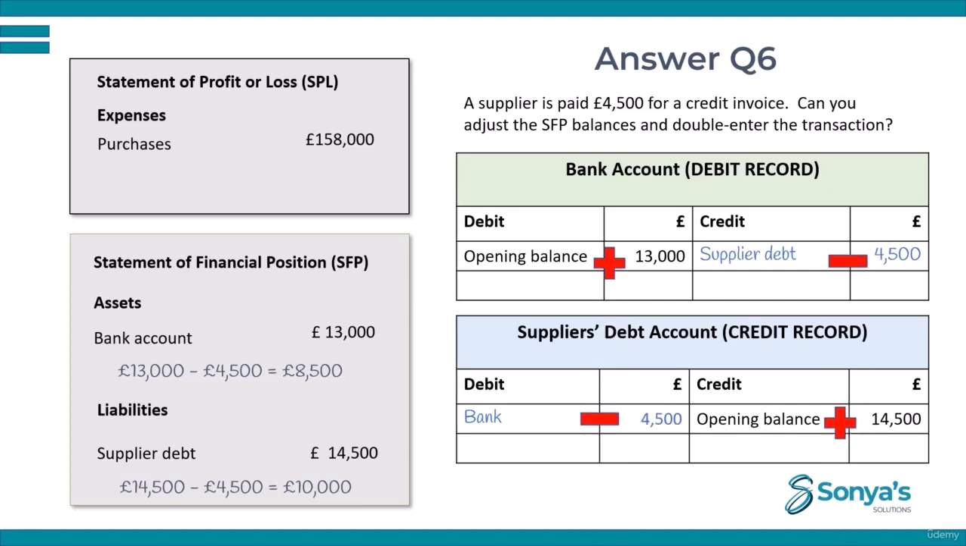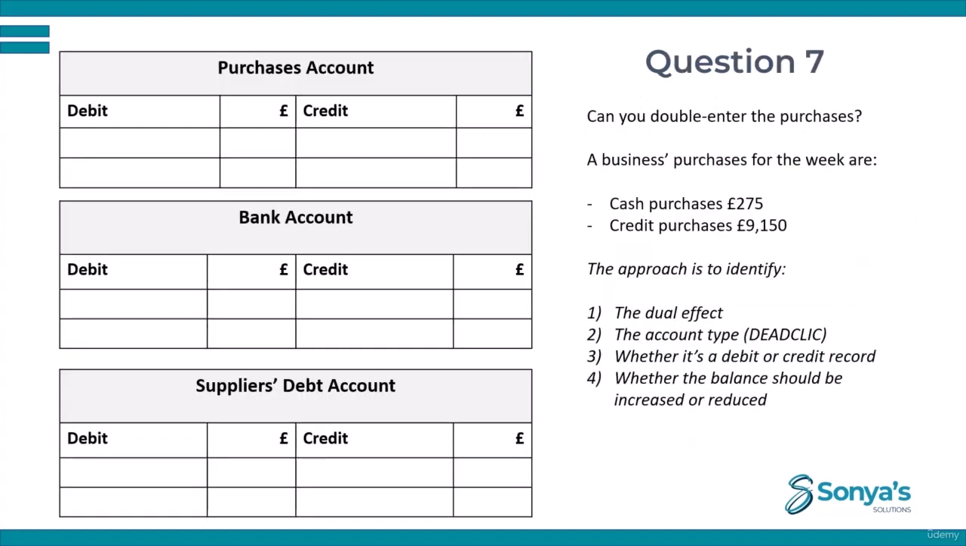Did you remember to do the good practice checks? The bank balance is £8,500 and the supplier debt balance is £10,000. Get ready to pause the video to give yourself time to read and answer the question.